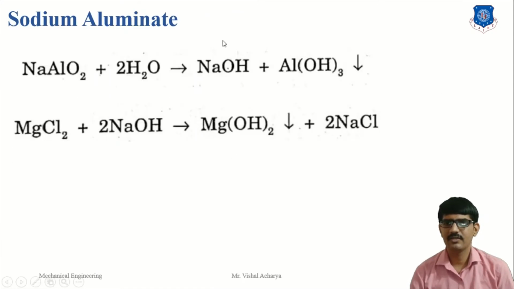Next is sodium aluminate. In high pressure water, it reacts with sodium aluminum oxide. Its main advantage is to remove aluminum impurity, and next it reacts with magnesium and produces sludge. So this removes the aluminum impurities.